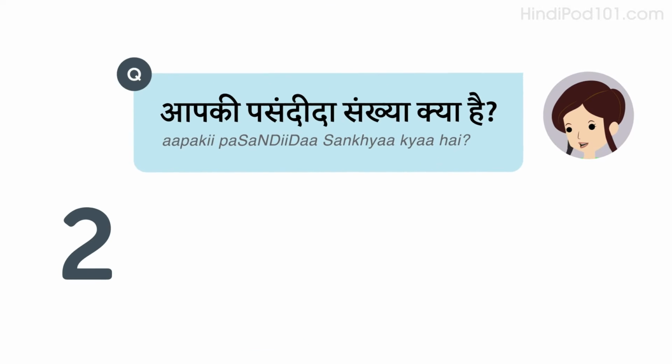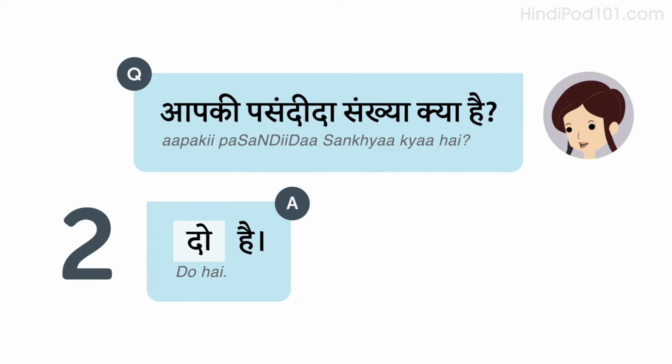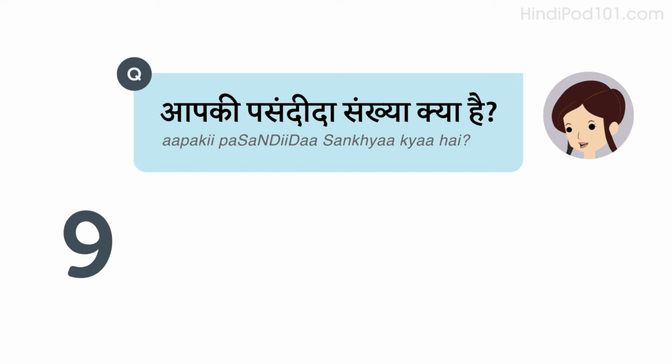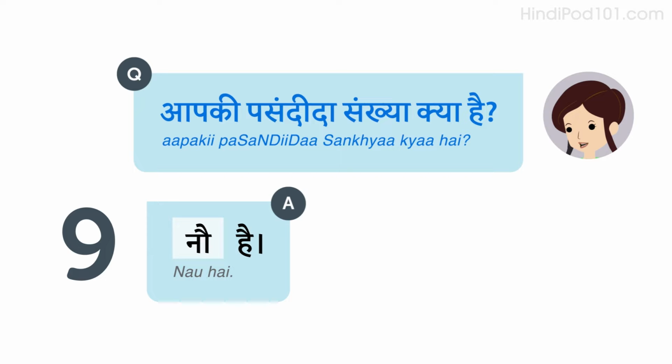Let's look at some examples. Listen and repeat or speak along with the native speakers. आपकी पसंदीदा संख्या क्या है? 2 है. आपकी पसंदीदा संख्या क्या है? 4 है. आपकी पसंदीदा संख्या क्या है? 9 है.